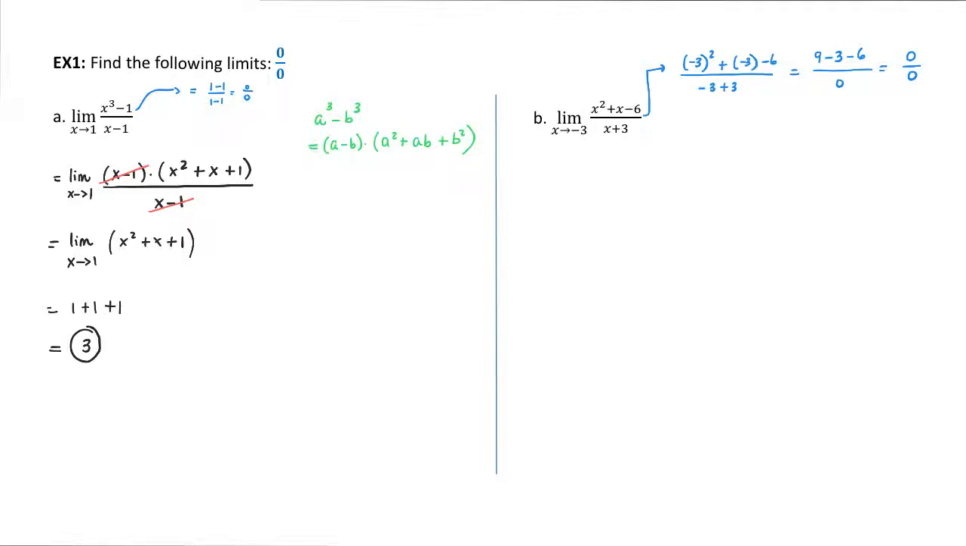Well, that says nothing about the limit. The limit may or may not exist. So I have to find another way to figure that out. And the other way, since you have a quadratic, is to try to see if the quadratic factors.